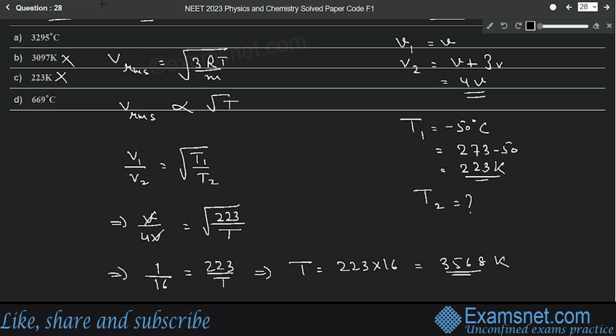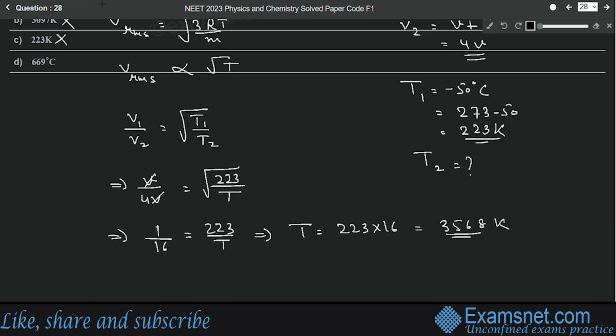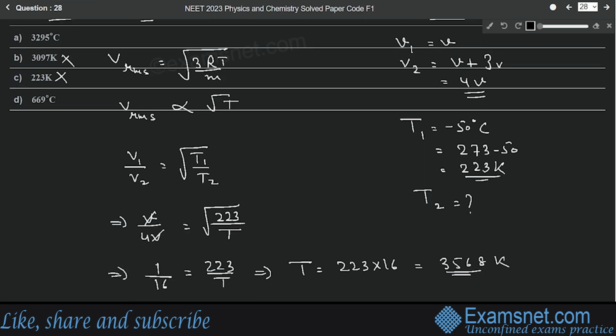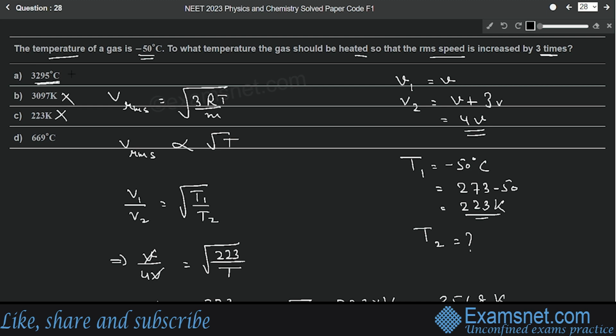So we'll take out the value in Celsius. Okay. So in Celsius, 3568 Kelvin will be equal to 3568 minus 273 degrees Celsius, that is 3295 degrees Celsius. So is this value mentioned in the options? 3295 degrees Celsius? Yes, option A will be the correct answer.